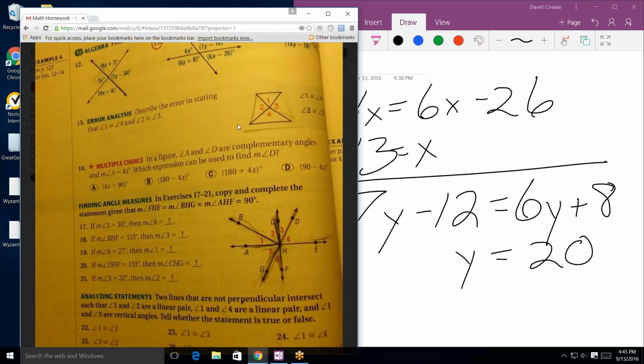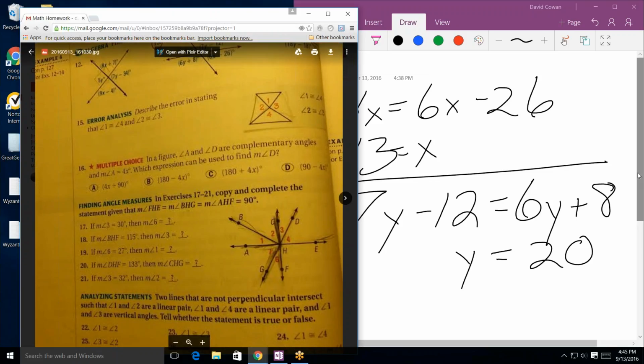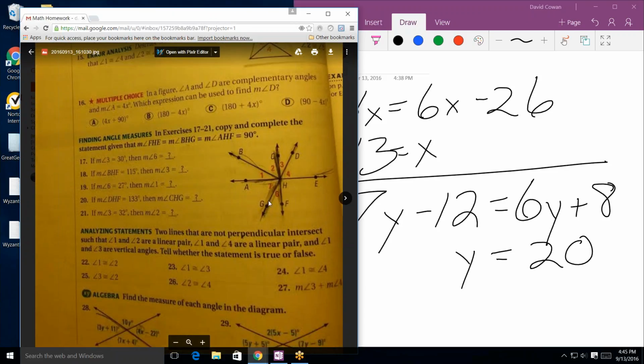Like 15. What's the error there? The error in stating that those are not straight lines. Unless they're straight lines, then 1 is not vertical to 4 and 2 is not vertical to 3. So there's no proof whatsoever that 1 is congruent to 4 and 2 is congruent to 3. They would be if they were straight lines, but without those being straight lines, you cannot make those statements. Okay? Let's look at 16.